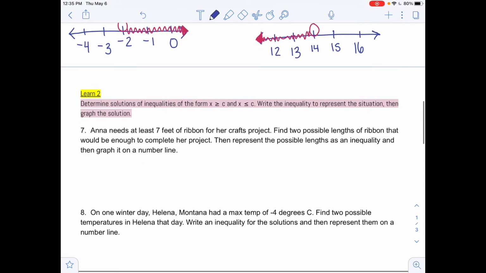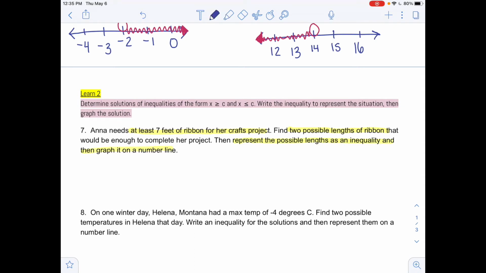Okay, moving on to learn 2. Same idea. Now we're looking at solutions that would be greater than or equal to, or less than or equal to, and we're looking at some of these word problems and translating them into inequalities here. So with number 7, it reads, Anna needs at least 7 feet of ribbon for her crafts project. Our job is to find 2 possible lengths of ribbon that would be enough to complete her project, and then represent the possible lengths as an inequality and graph it.